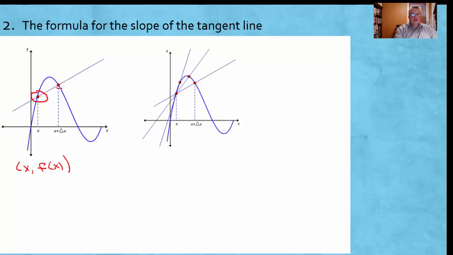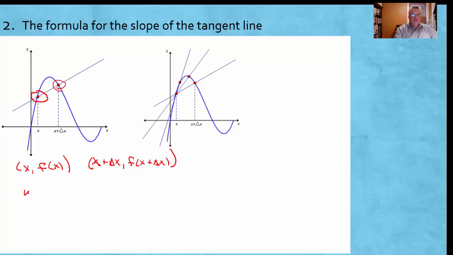Okay? The coordinates of this point here would be this. The x coordinate is x plus delta x. We've added delta x to x to get a new point, and it'd be f of x plus delta x. Now, these are two points on the secant line. I want to find the slope between them, and I have the slope of the secant line.